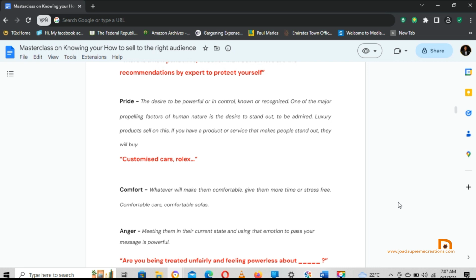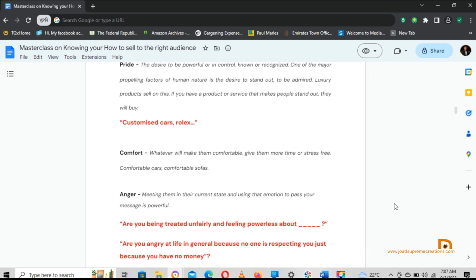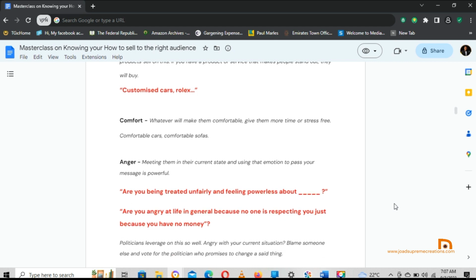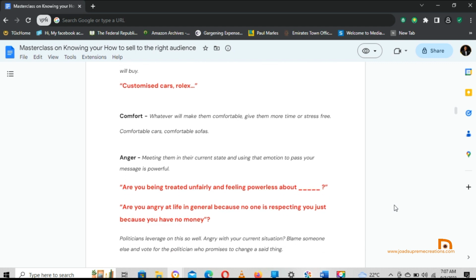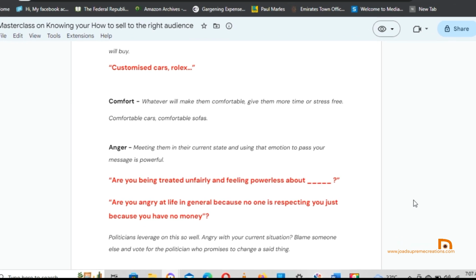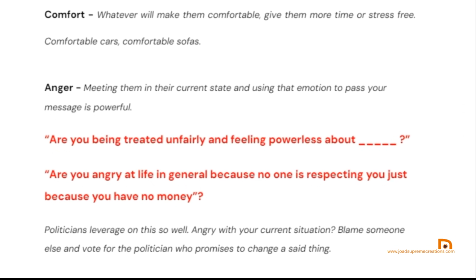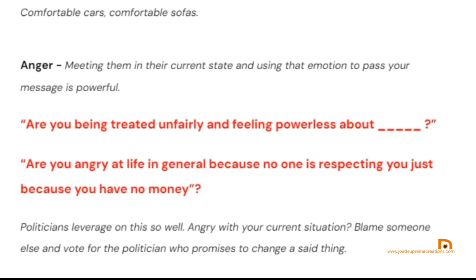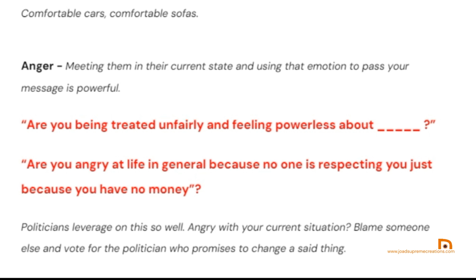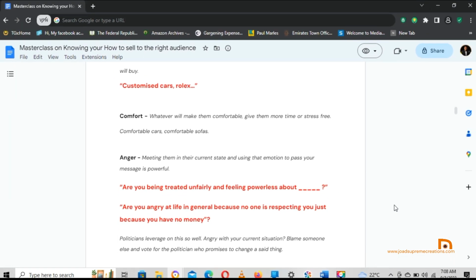Another one that is very powerful is anger. Meeting them in their current state and using that emotion to pass your message is powerful. Example: are you being treated unfairly and feeling powerless about so-and-so? It depends on what you say. This one's just an example. These are emotions that they've been bottling up for a very long time. They are feeling frustrated inside, they are feeling very furious inside.